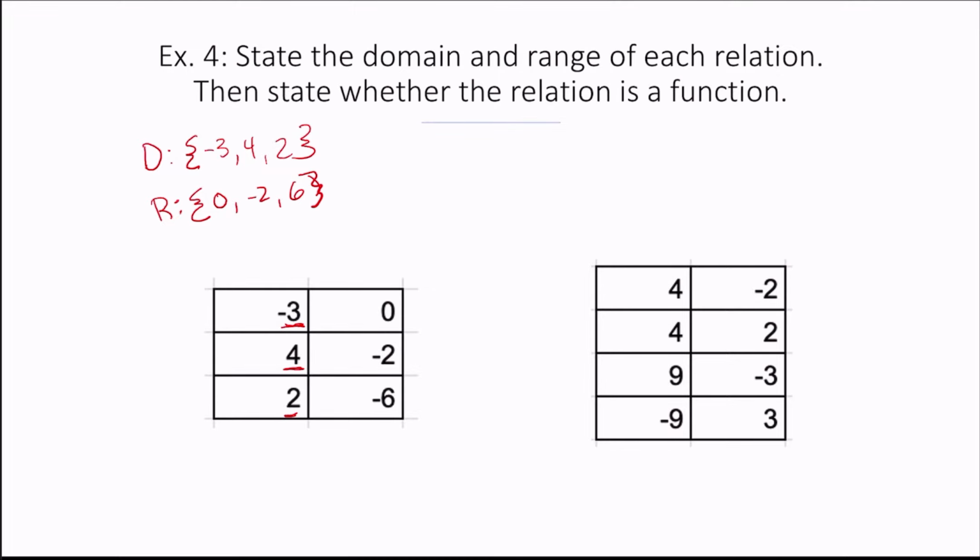And I want the curly bracket there. So there's the range, and the domain is here. This is a function because every input has exactly one output. Every member of the domain has exactly one member of the range.